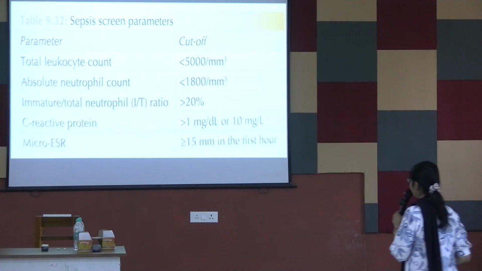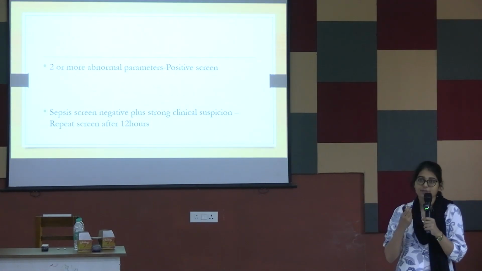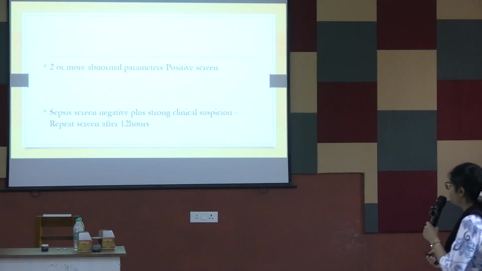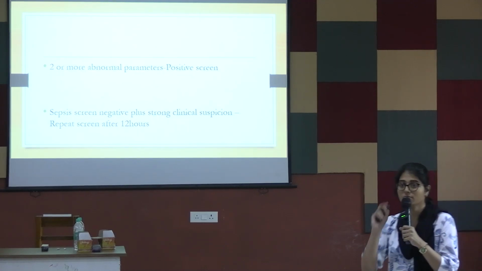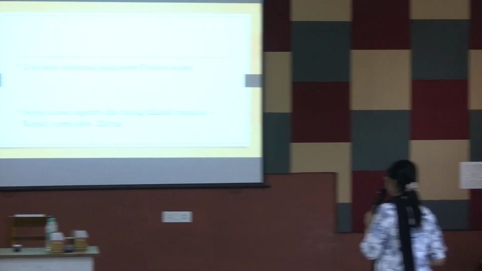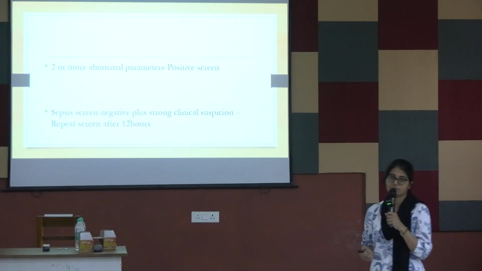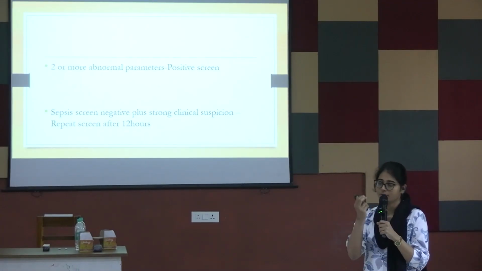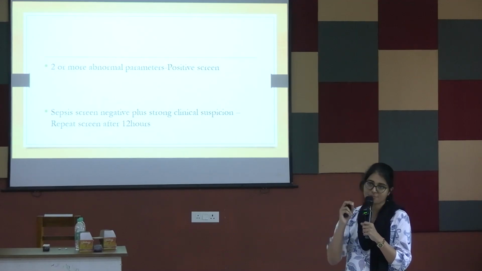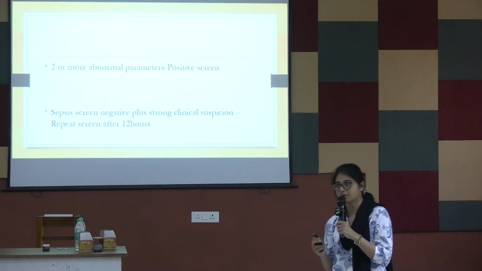Micro ESR more than or equal to 15 millimeter in the first hour. So when will we call it a positive sepsis screen? A positive sepsis screen is when, out of those 5 parameters, 2 or more are abnormal. But if the sepsis screen is negative and our clinical suspicion is strong, we will repeat the screen after 12 hours. It doesn't mean that a test that has become negative once can never become positive. We will have to keep assessing, keep our clinical acumen strong, and repeat the test after 12 hours.